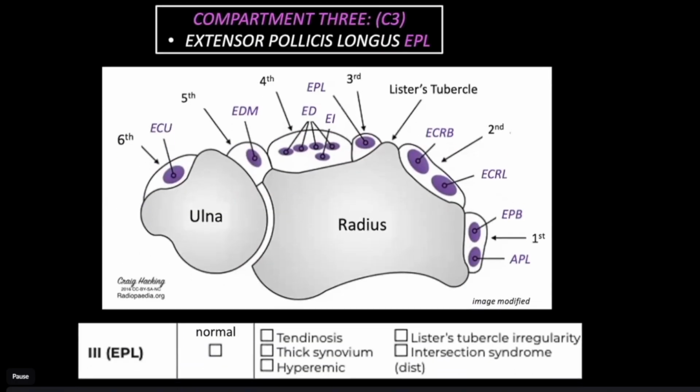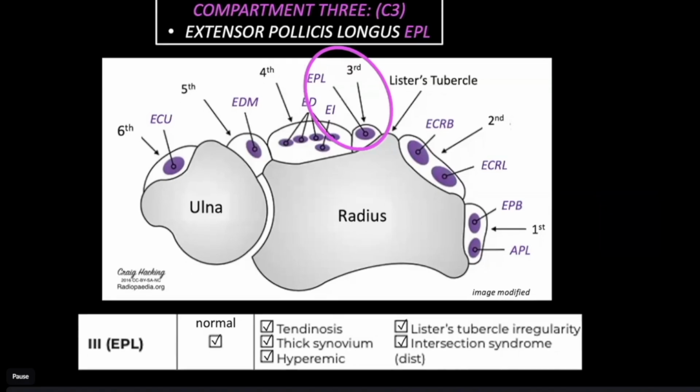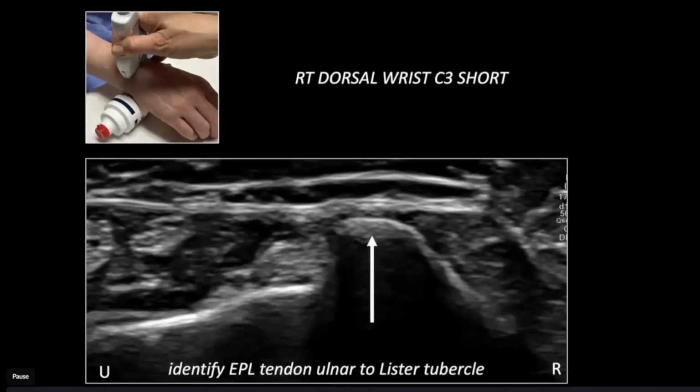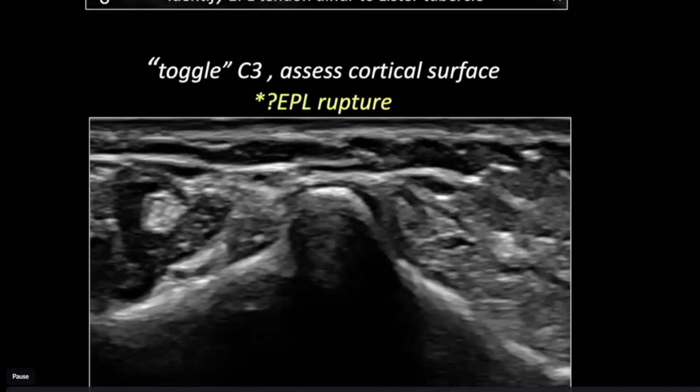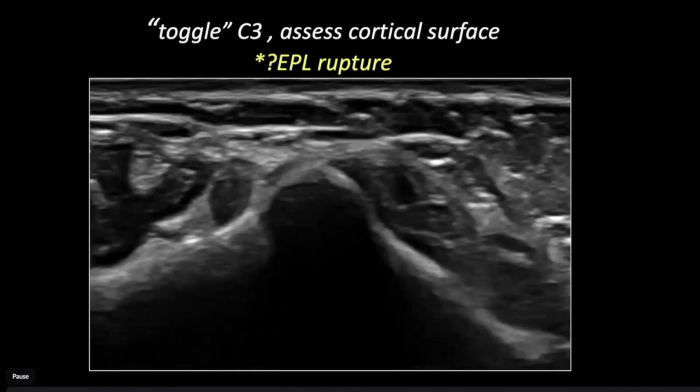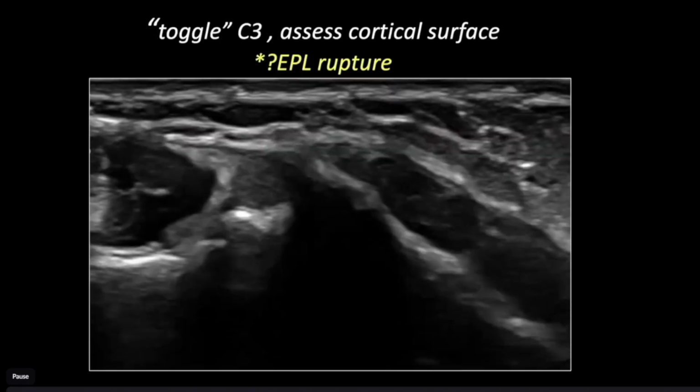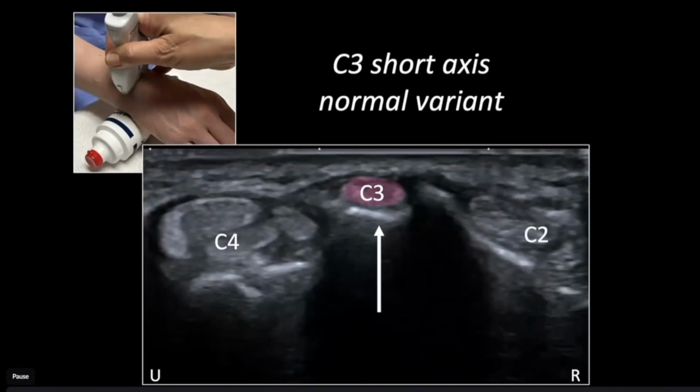Again, longest thumb tendon. You need to look for all of these things again, like before, and also assess Lister's tubercle and also look at the distal intersection. This is where your probe would be. Toggle, especially if you're thinking about rupture of EPL and also you're assessing the dorsal tubercle.